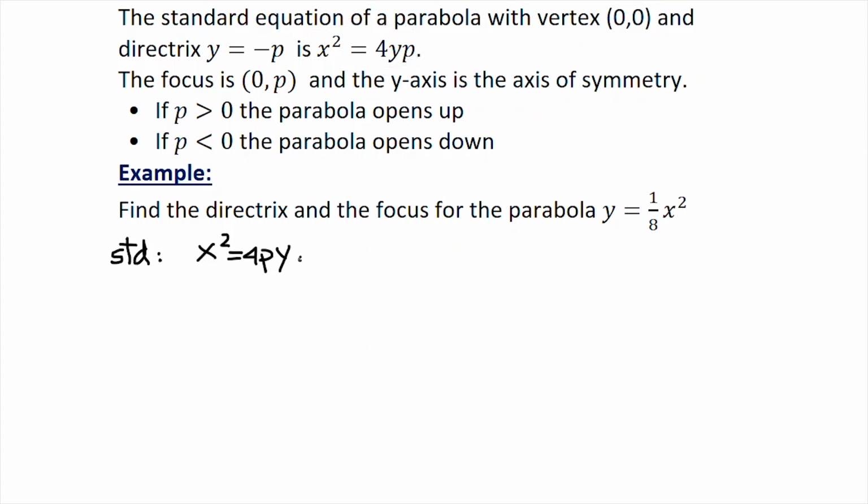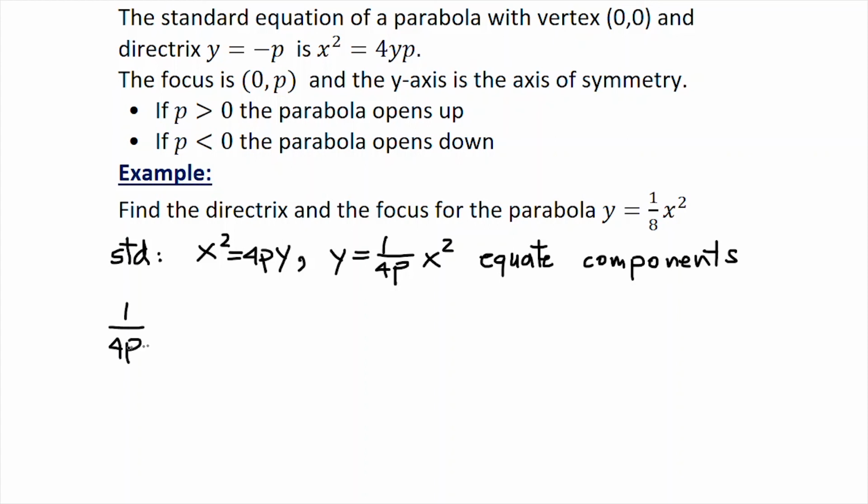So in a new form, I want y equals, and I'm going to have to divide both sides by 4p. So it's going to give me 1 divided by 4p times x squared, and then it has the same format as my given equation, and then I can equate the different components. So I can equate the parts that line up, if you like. So that means that 1 divided by 4p is equal to 1/8, and of course that's the same as 4p equals 8, and so p is equal to 2.